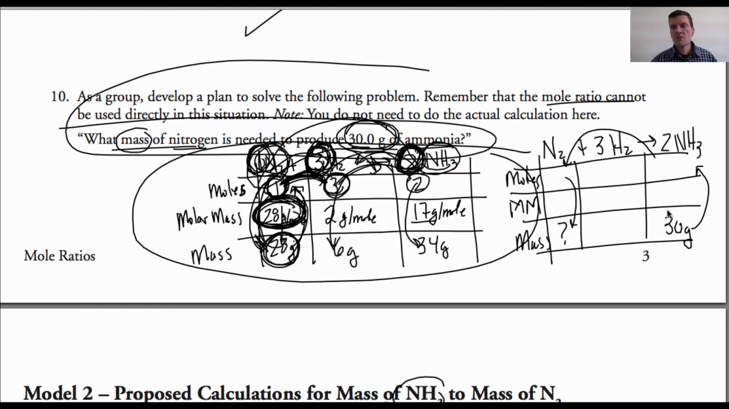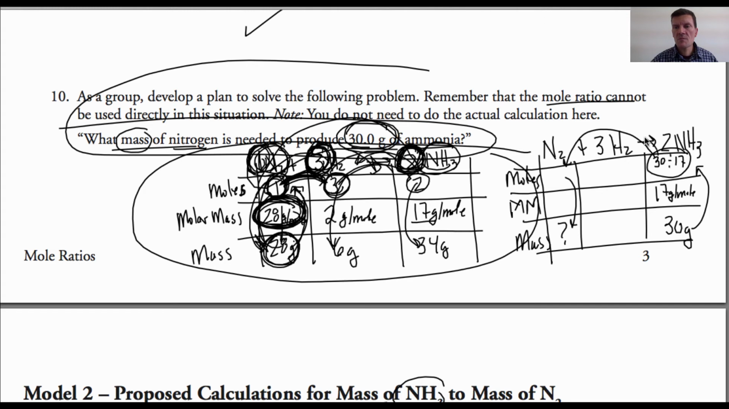To go from mass to moles, I need the molar mass of ammonia, which is 17 grams per mole. If that's the mass for 1 mole and I have 30, I'm going to take 30 and divide by 17. It's almost 2 moles, right? 34 would be 2 moles. So I've got almost 2 moles, 30 divided by 17.